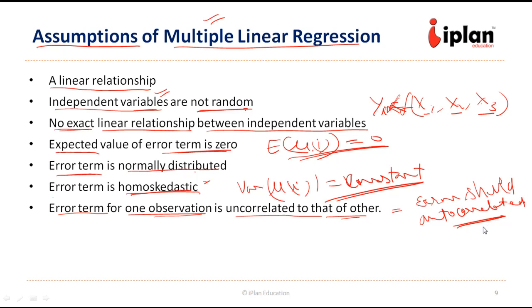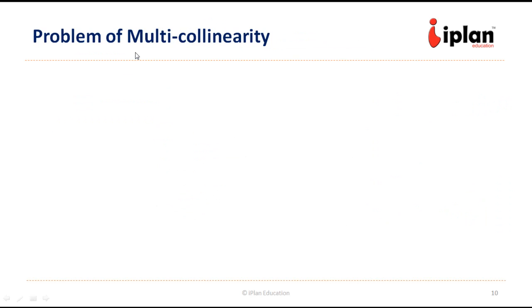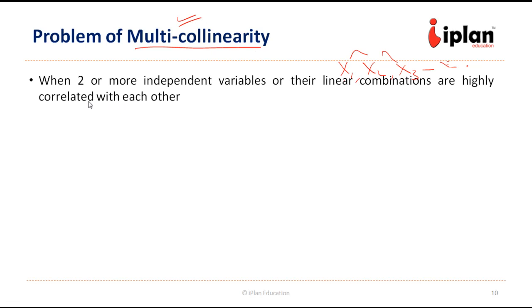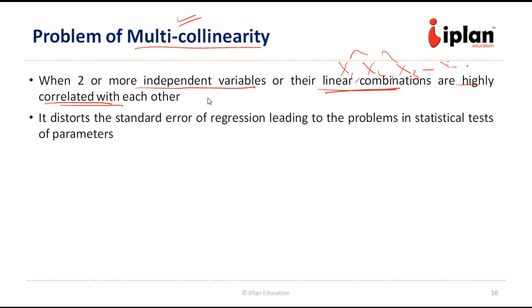Let us move further. The problem of multicollinearity. We have seen one assumption that independent variables x2, x3, etc. should not be linearly related to each other. If they are linearly related, then there will be a problem of multicollinearity. So when two or more independent variables or their linear combinations are highly correlated with each other, the problem of multicollinearity arises, because we are violating one of the assumptions of multiple regression.